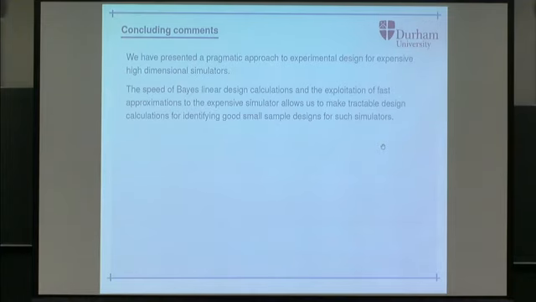It's the speed of the calculations in the Bayes linear world that makes us able to do all of these things, and fast approximations and dimensional reduction.